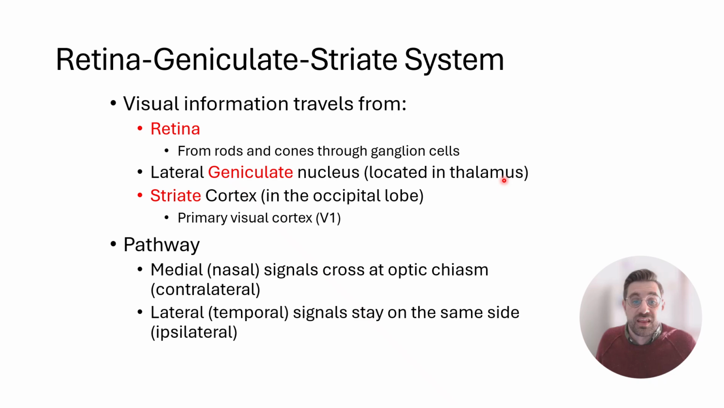The next step is to get to the thalamus. We talked about in chapter 3 that the thalamus is a sensory relay, and here we're relaying. The thalamus is sitting in the center of your brain, and there's a specific nucleus, the lateral geniculate nucleus, located in the thalamus. The signals from the optic nerve go through the thalamus and eventually get to the occipital lobe, to a very specific part called the striate cortex. Striate means striped. There's a striped area of your occipital lobe. That's where it goes. So retina, geniculate, striate system.